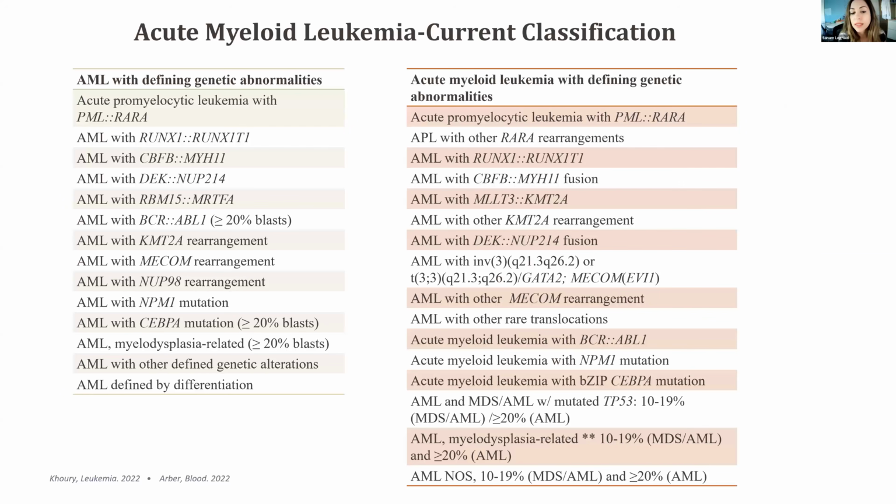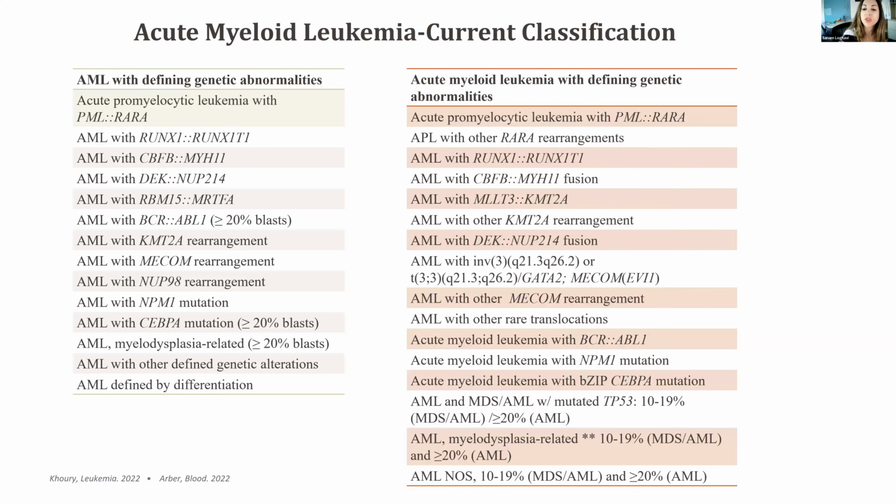So with that, these are the current diagnostic tables for the ICC and the WHO for AML. You can see that the majority of AML, if I think about my clinical practice right now, the vast majority of AML is now genetically defined. So the vast majority have one of these drivers that genetically defines them.